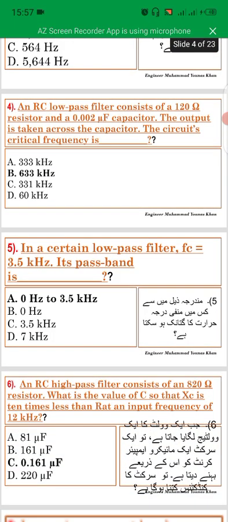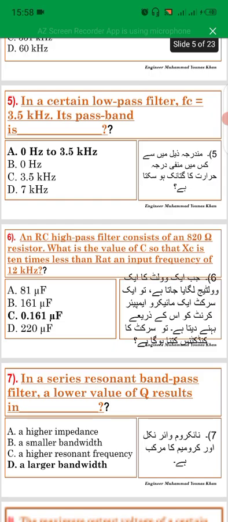The circuit's critical frequency is 125 Hz. An RC low pass filter consists of a 120 ohm resistor and a 0.002 microfarad capacitor. The output is taken across the capacitor. The circuit critical frequency is 633 kHz.